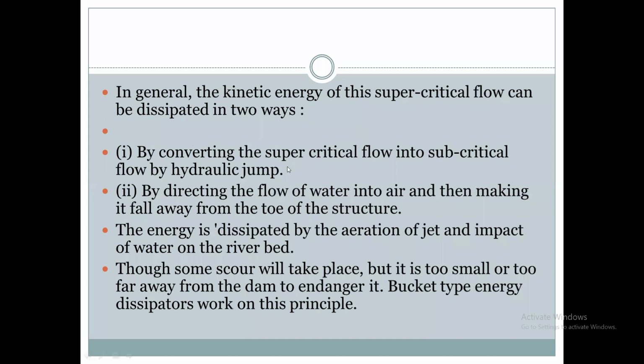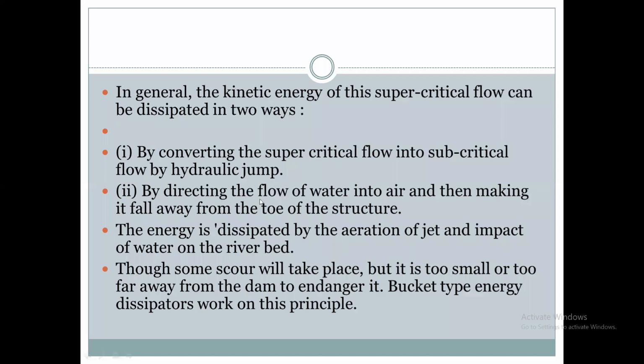The first method is by converting the supercritical flow into subcritical flow by hydraulic jump. By the formation of a hydraulic jump, the supercritical flow is converted into subcritical flow. This is the first method, by formation of hydraulic jump.